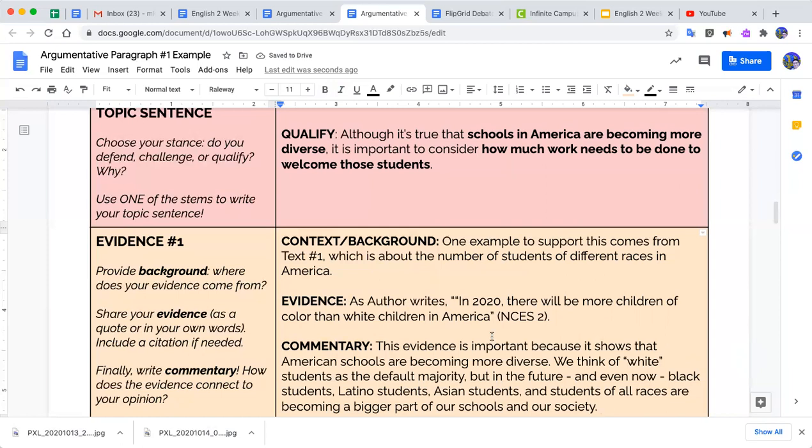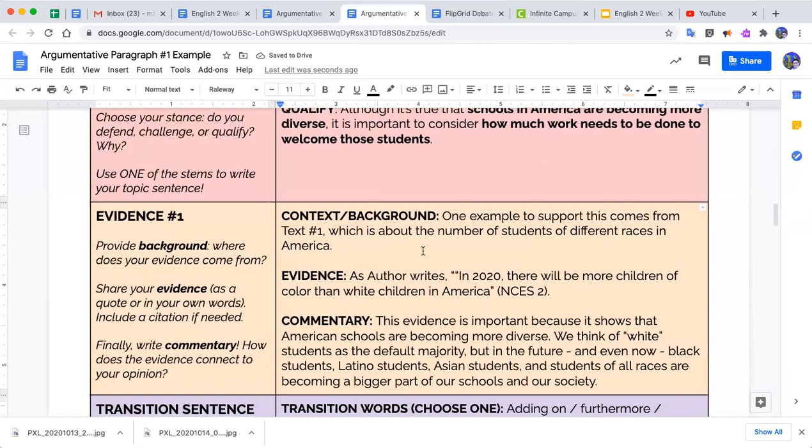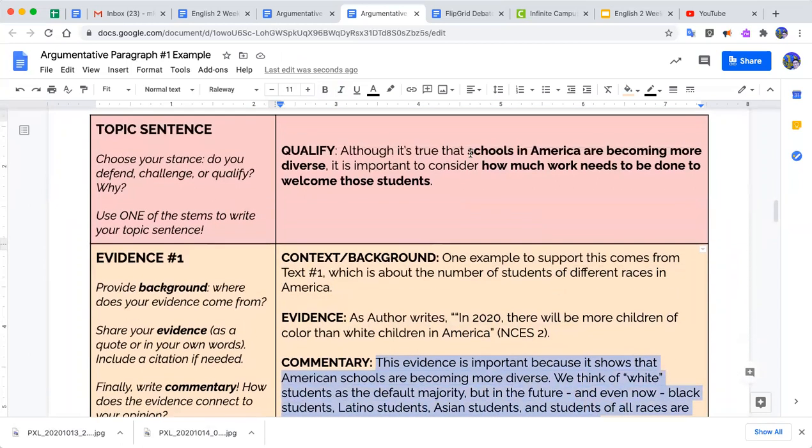So there you have it. I have some background for my evidence, I have my actual quotes, and then I have my commentary to connect it back to my big idea.